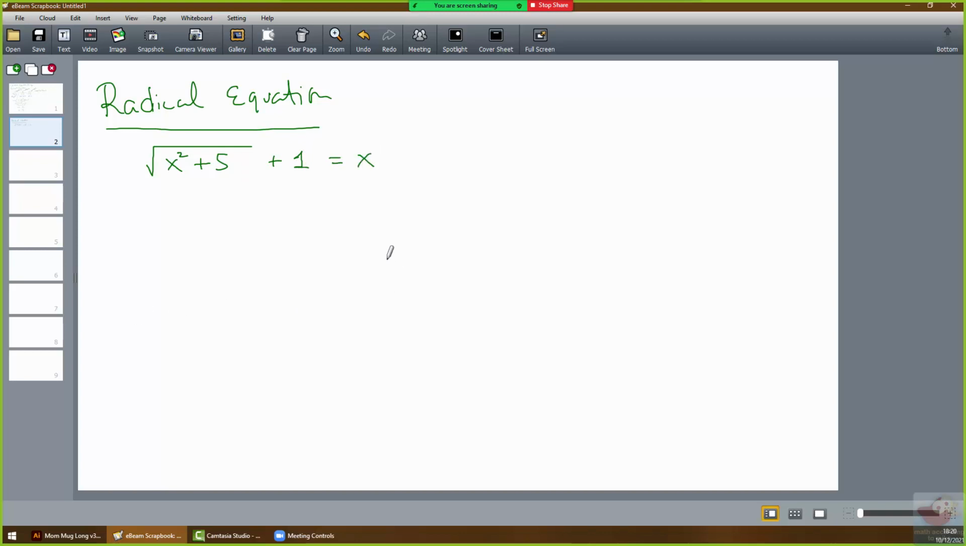I like it. All right, suppose we have the square root of x squared plus 5, plus 1 equals x. Here we do have four steps. The first step is to isolate a radical.